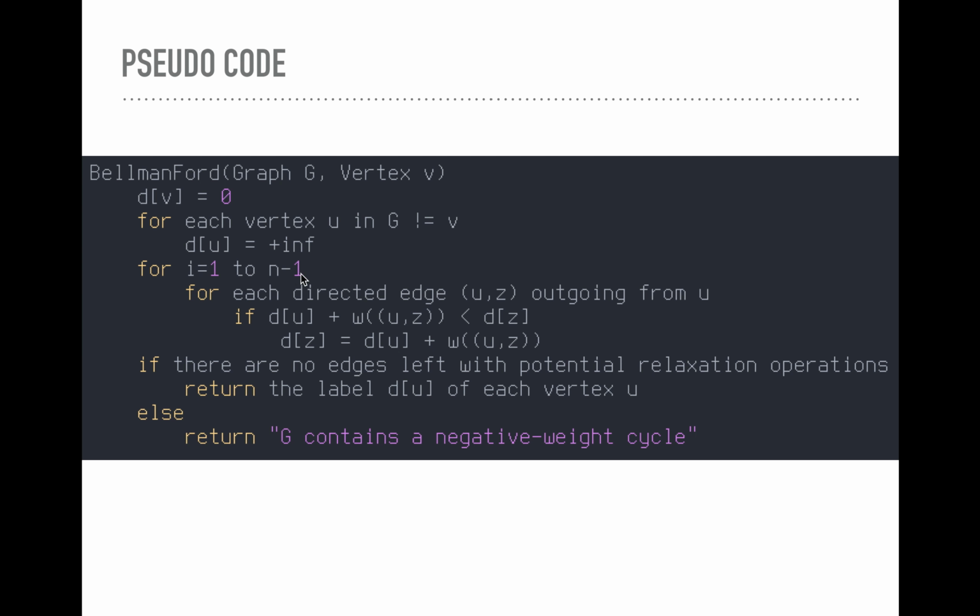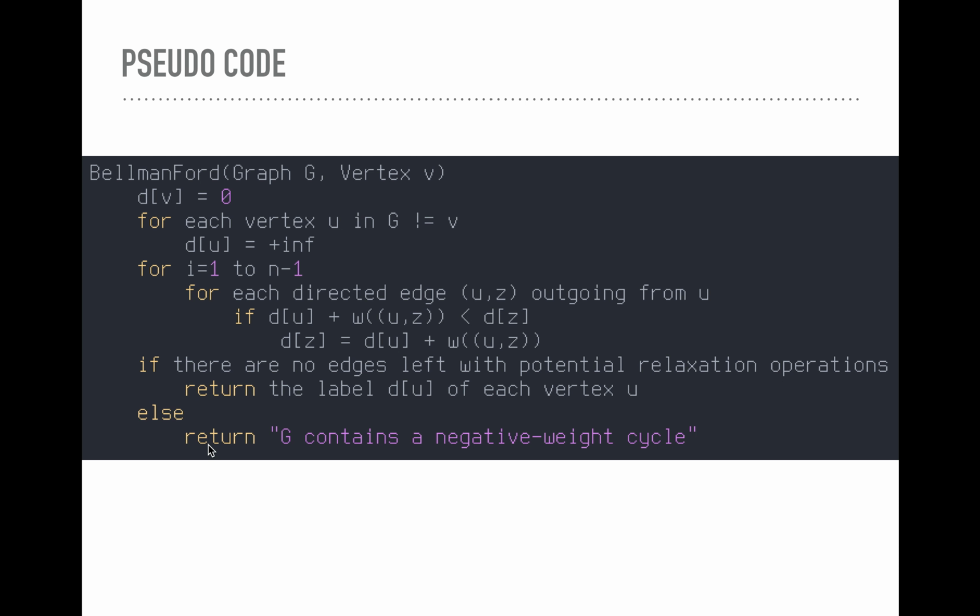And then after we're done iterating, like we said this many times, in our case it was 3 times. We only showed 2, but explained that it was 3. If there are no edges left with potential relaxation operations, like ours, we're just printing out the same thing each time. We're not making any progress. There's no potential for progress-making relaxation operations. Then we'll just return the distance labels of each vertex. Else, if we're done iterating 3 times and we're still able to make progress with relaxation operations, then G contains a negative weight cycle that we got trapped in.